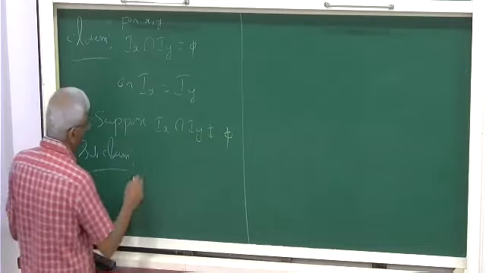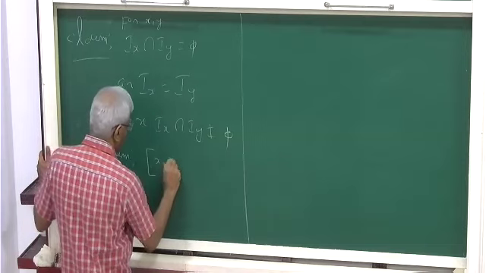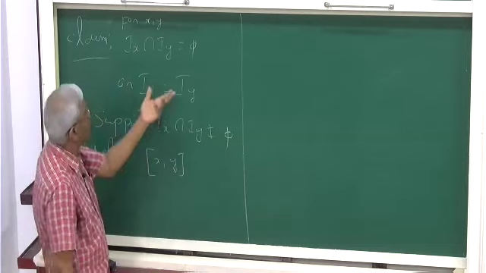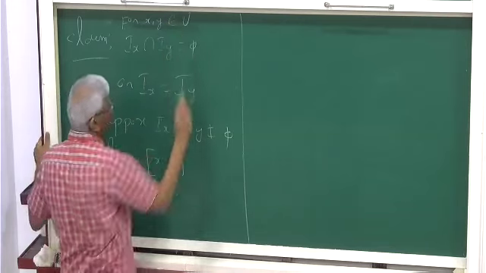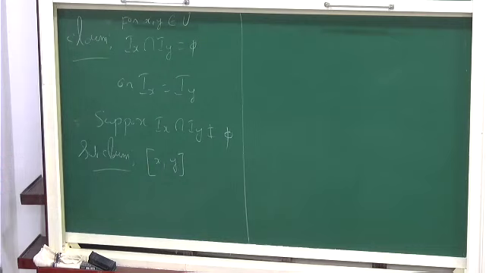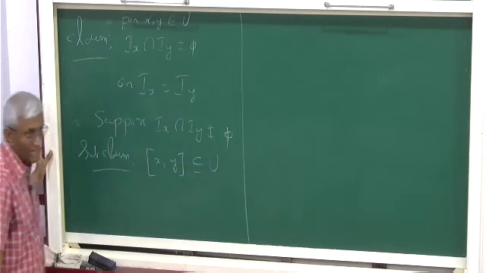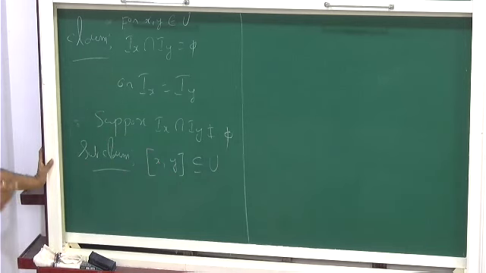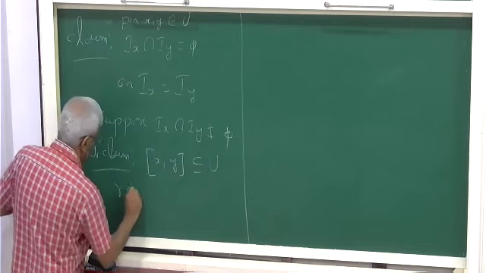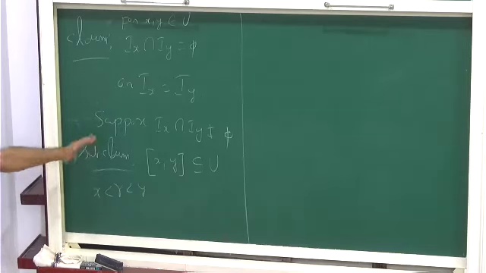So we make another claim. Of course, x and y are in U. Only for things in U we define Ix and Iy, so they are in U. The claim is that this closed interval is contained in U. We have assumed that x is in U and y is in U. So for any r between x and y, we want to prove that r is in U.